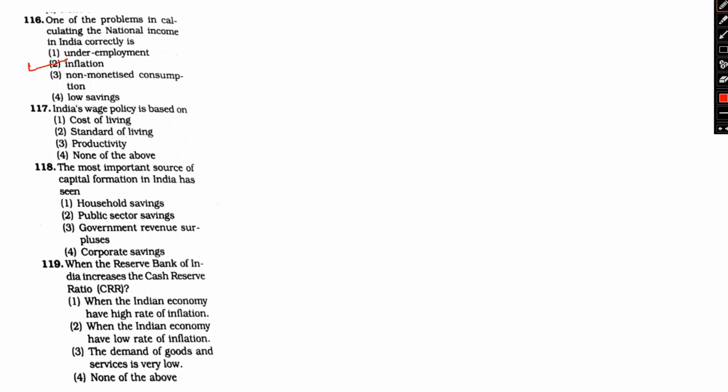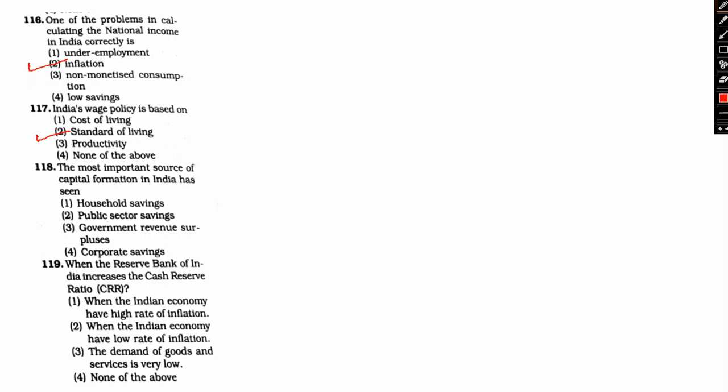Next আমরা move করবো 117 এ. India's wage policy is based on, so Indian wage policy basically কোন প্যারামিটার উপরে বেস করা আছে? Option 1 cost of living, option 2 standard of living, option 3 productivity and option 4 none of the above. So এখানে আমাদের answer হবে standard of living. India's wage policy is based on standard of living of masses. The objective of wage policy in India is to rationalize inter-occupational and inter-industrial and inter-regional wage differentials in such a way that disparities are reduced in a phased manner. To ensure reduction of disparities of wages and salaries between the private and the public sector in a phased manner. Okay, so basically standard of living নিয়ে পুরোটাকে বেস করা হয়েছে.